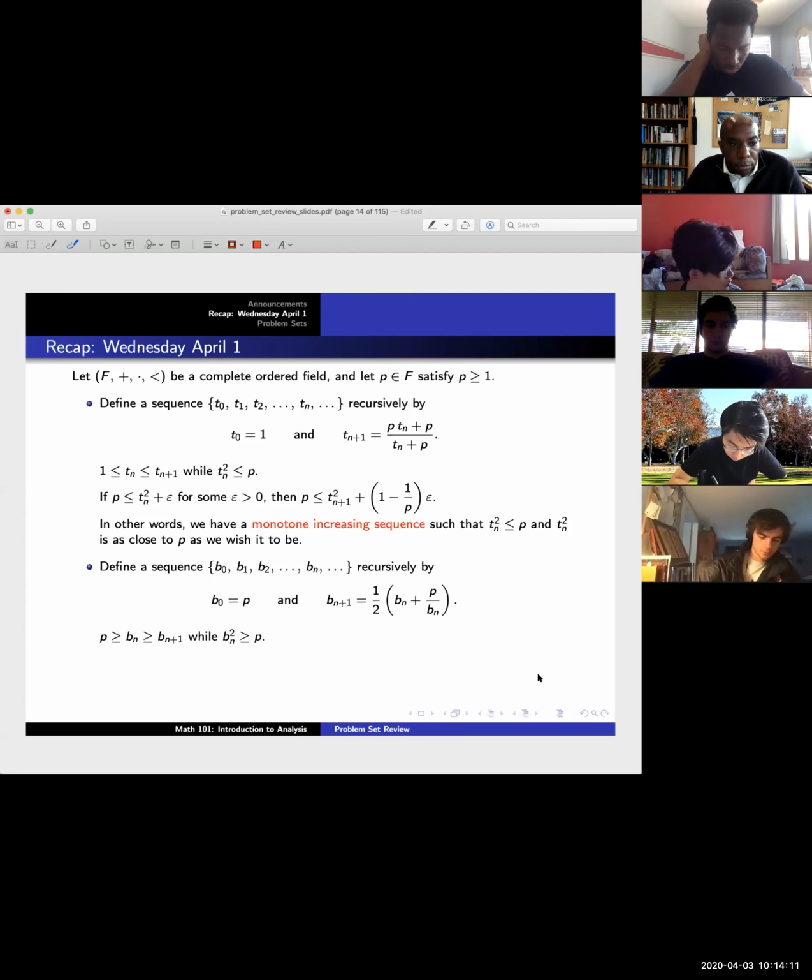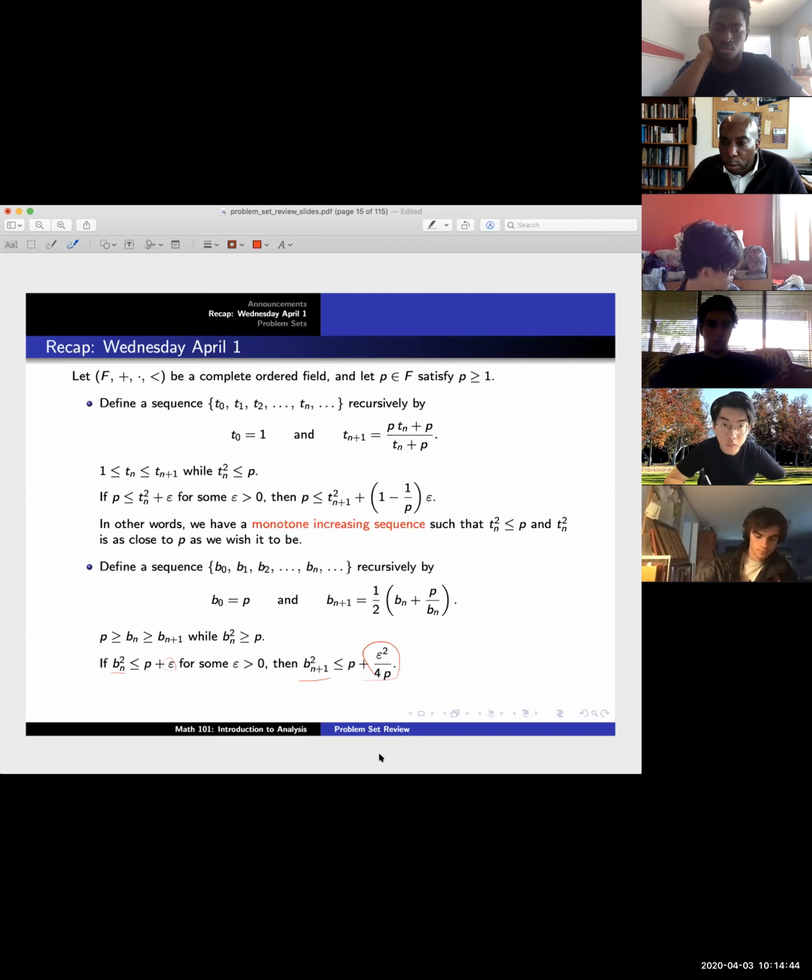But now, bn squared is greater than or equal to p. So it's a slightly different inequality from before. And just like before, bn squared is going to be greater than p, but if I maybe subtract epsilon so that now I'm slightly less than p, then the next term in the sequence is even closer. Right, so again, that's what that says, that if bn squared is very close to p, then the next term in the sequence is even closer to p.